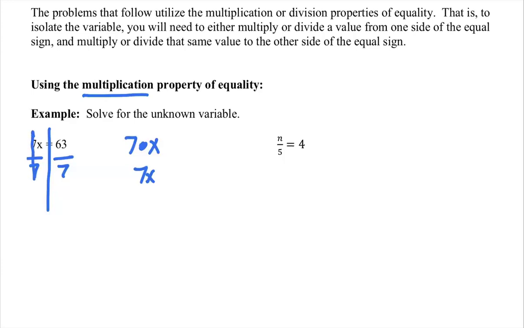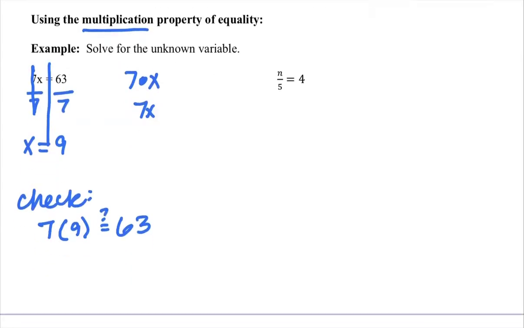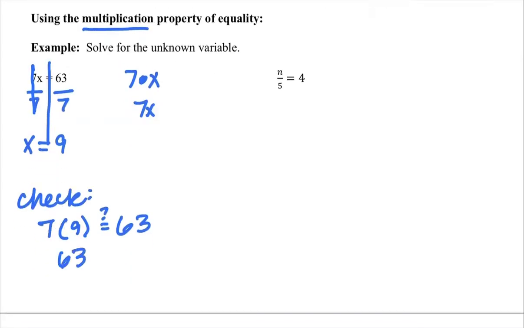7 divided by 7 is 1. So we just have x equals, and then 63 divided by 7 is 9. You can check by going back to that original equation and plugging in a 9 for the x. Is that true? 7 times 9 is 63. Yes, that's true. Next one, n divided by 5 equals 4.